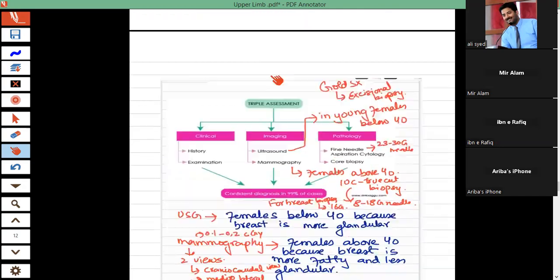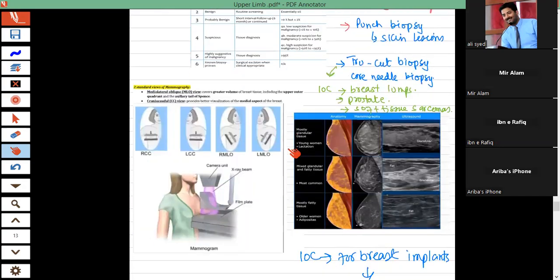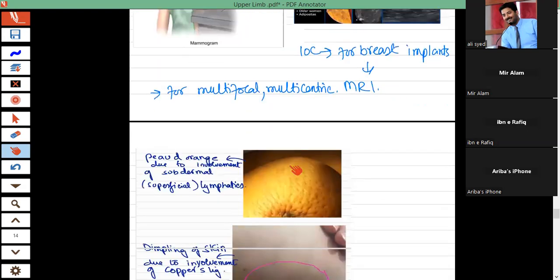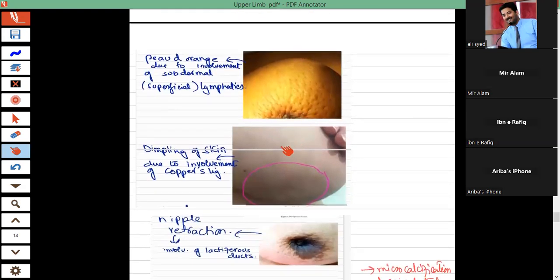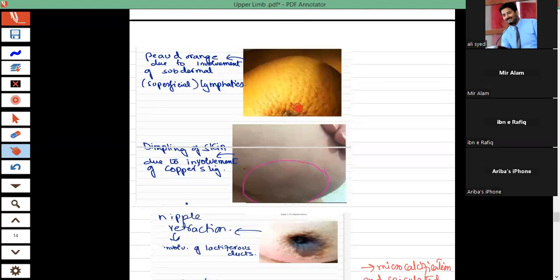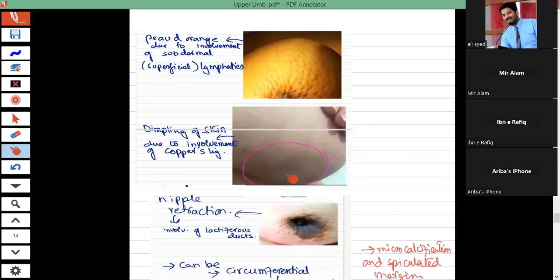Clear to everyone? Now I want to show you some breast imaging things. See here this one. This is known as peau d'orange. So what is peau d'orange? It is when the cancer is involving your subdermal lymphatics, giving an orange peel-like appearance. Now see here, this is the breast tissue and there is dimpling of the skin. This dimpling of the skin is due to the involvement of Cooper's ligament.